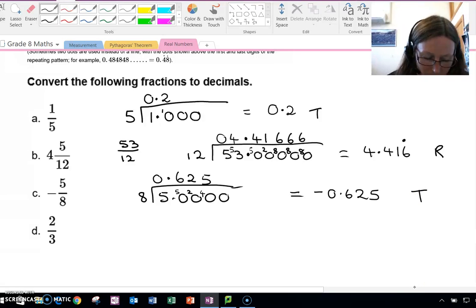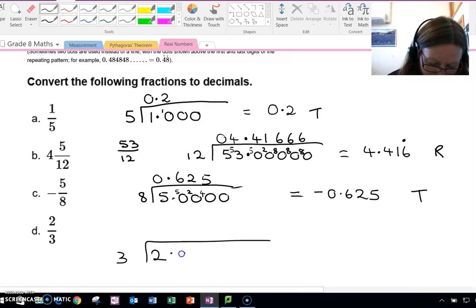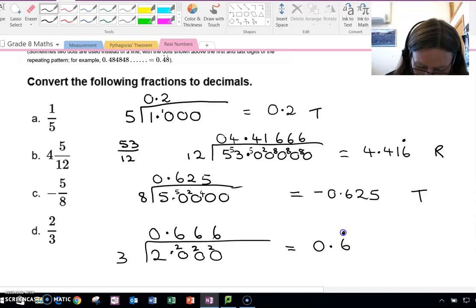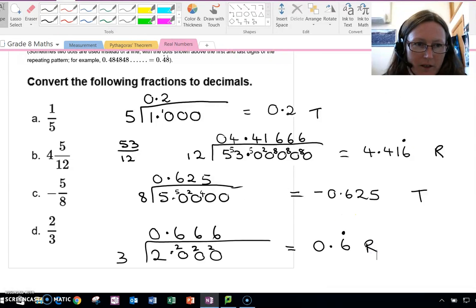The last one, 2 divided by 3, put my 3 and my 2 there. Say, how many 3's in 2? 0, carry my 2. 3's in 20 is 6, which is 18, there is 2 left over. 3's in 26, there is 2 left over. So you can see that 6 is recurring. Transfer my decimal point up. So this is 0.6, and put my dot over the 6. The 6 is the only thing that's recurring, so that is a recurring decimal.